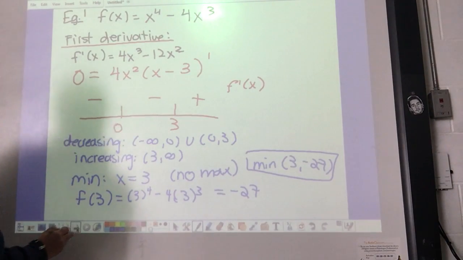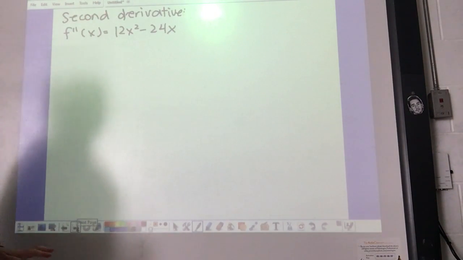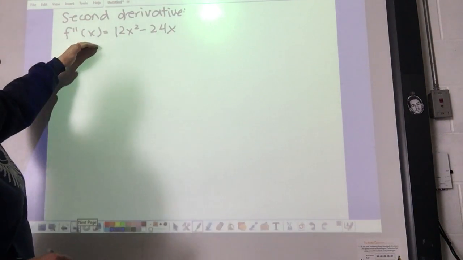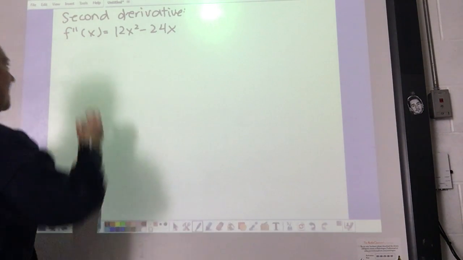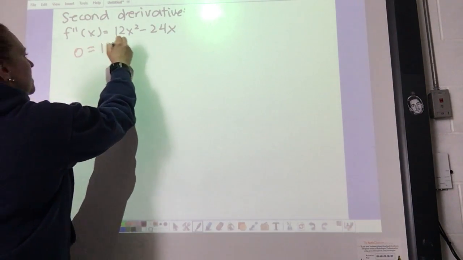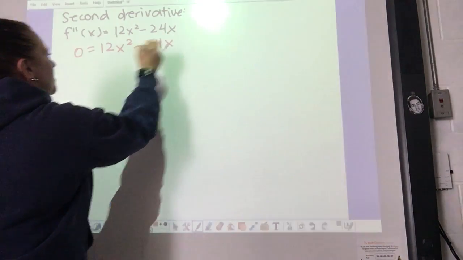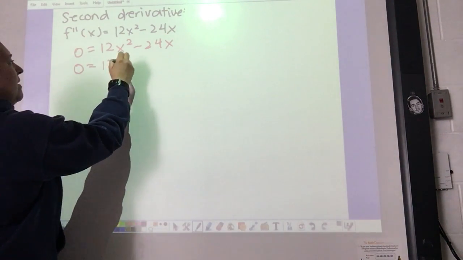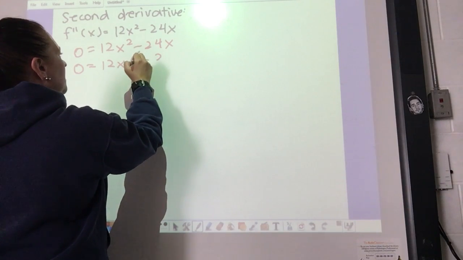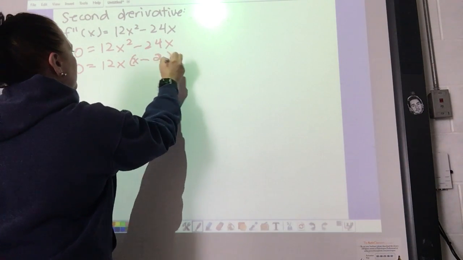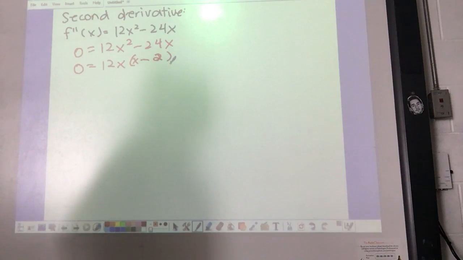Okay, then we go on to the second derivative. Yes, this is all still one question. So I already pre-did the second derivative. Now we make a sign diagram based on that. We set it equal to 0. And then we should see we can factor out a 12x. There we go: 12x, x minus 2.